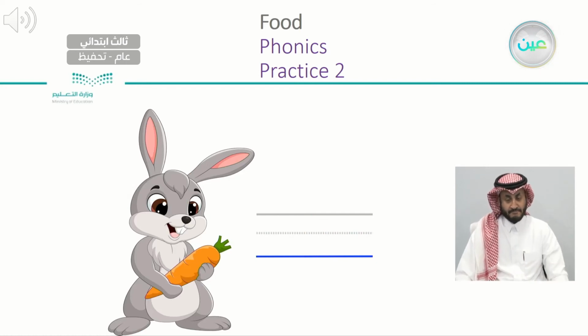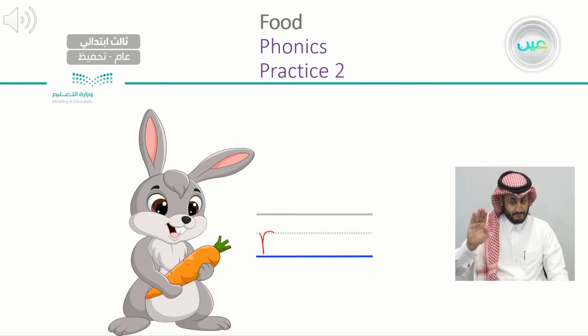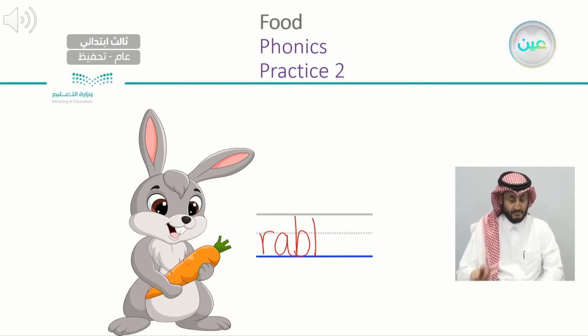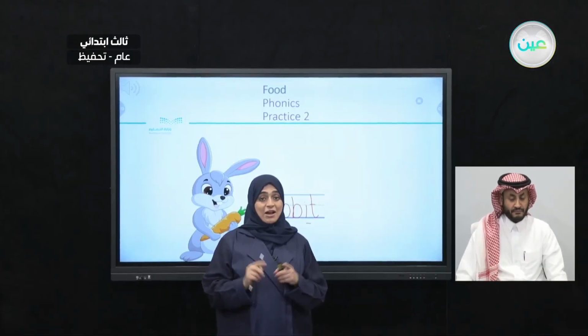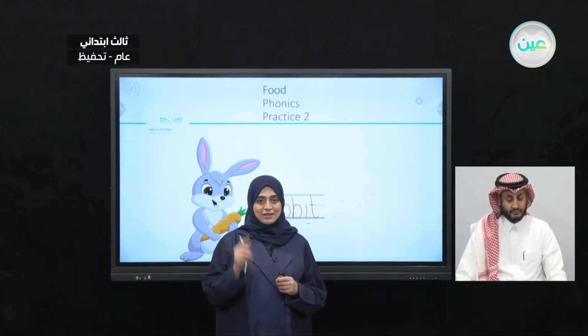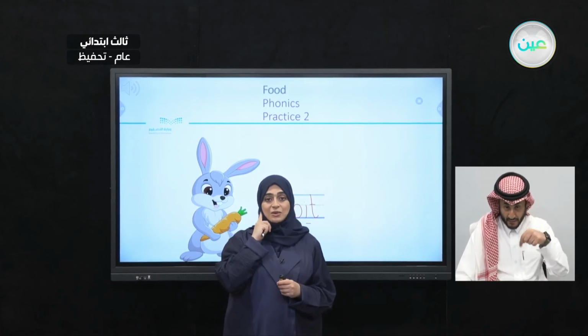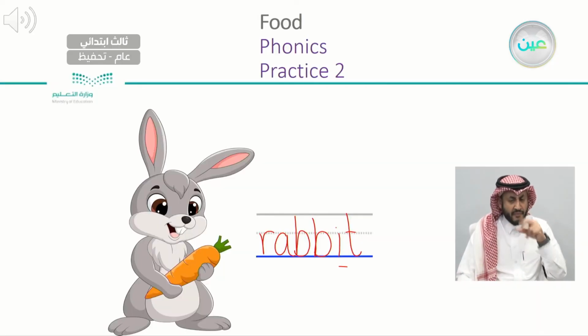Number 3. Rabbit. Now the word rabbit also has an I. Is it short or is it long? Did I say I? No. Rabbit. Eh. It's very important that we notice the sounds of the vowels, right? Rabbit.